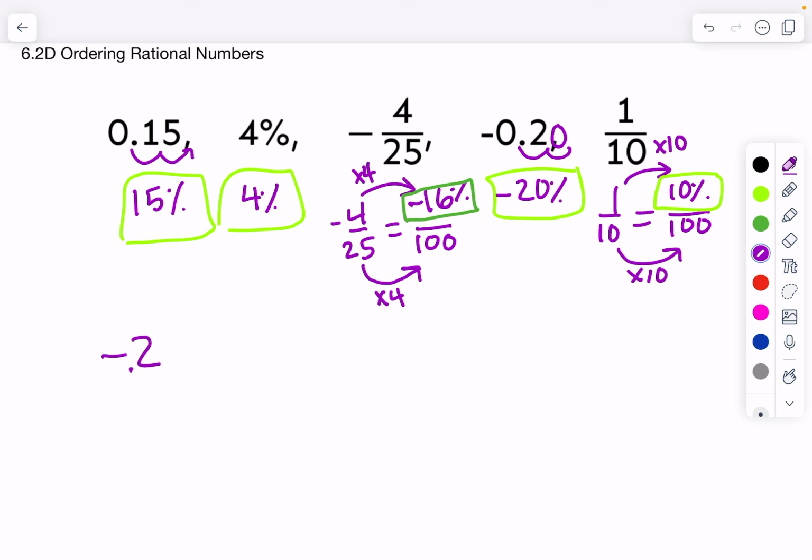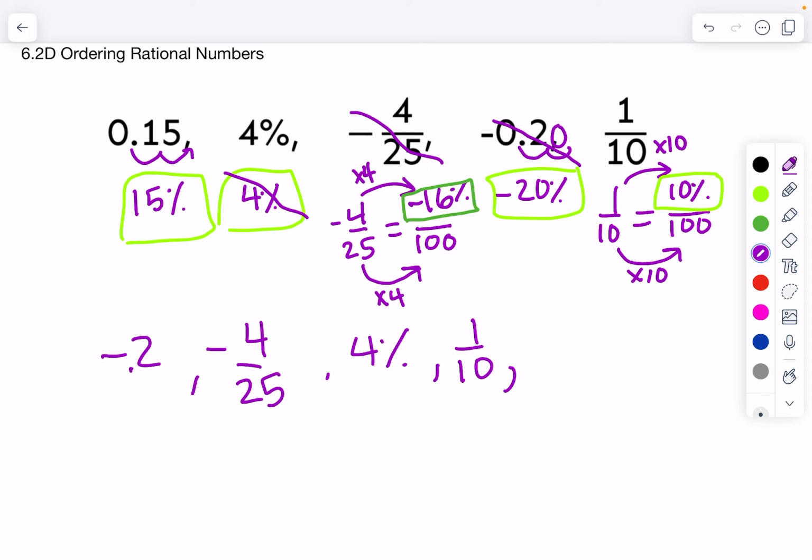So that's what I'm going to write first. Scratch that out. My next one's going to be -4 over 25. Now I'm left with 15%, 4%, and 10%. So I know 4% is the smaller out of the three. So that's 4%. The next one would be 10%, so I'm going to write 1 over 10. And lastly, my largest is 15%, so I'm going to write 0.15 or 15/100. So hopefully this helps you get a better understanding of ordering rational numbers.